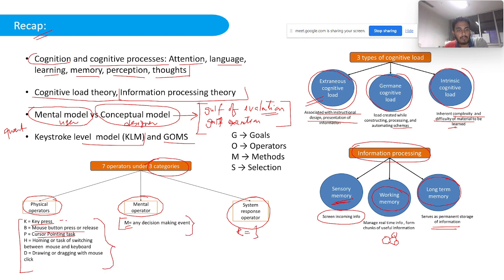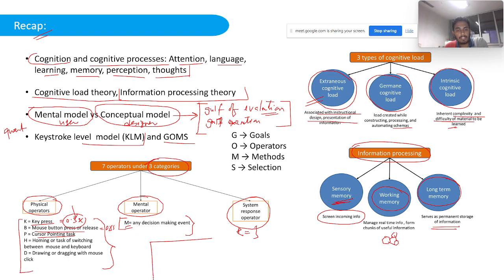Okay, so KLM defines some average timings for all these activities. For example, a key press may take 0.03 second, and a mouse button 0.5 second. These timing data are defined based on past empirical analysis of a large set of experiments, and based on this we generalized these timings for these operators.